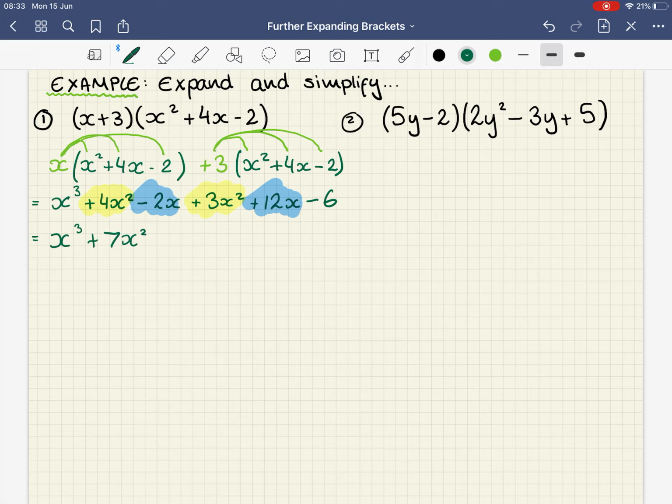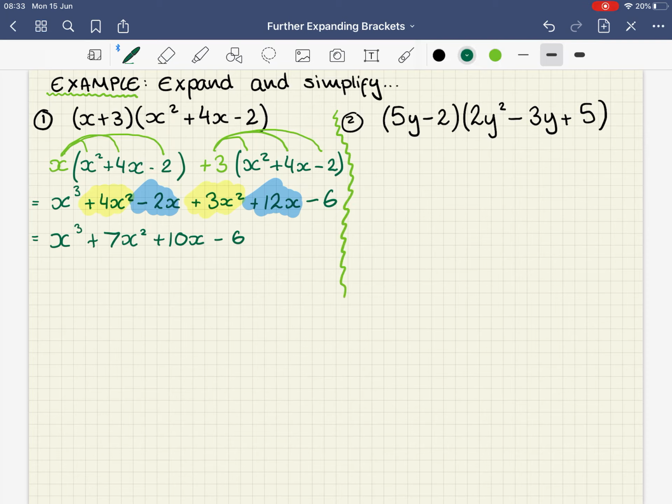Then I've got minus 2x plus 12x, or minus 2 plus 12, that's going to give me 10. So that's going to be 10x. Minus 6 on the end there. Okay, let's just split that down there a bit.